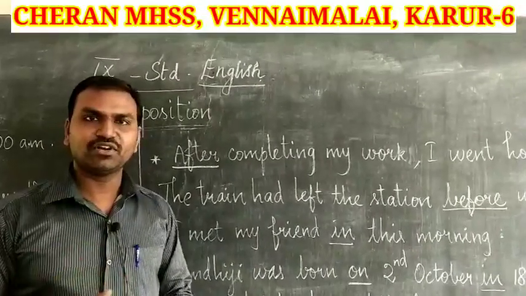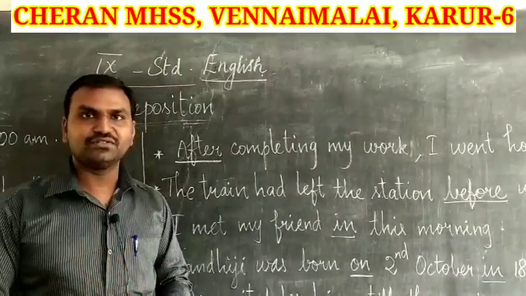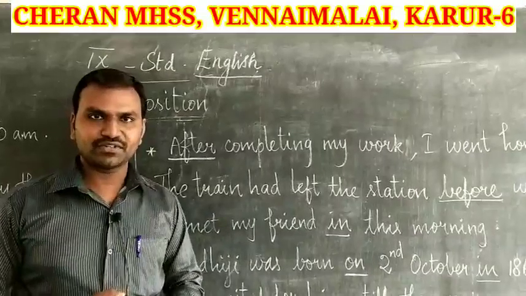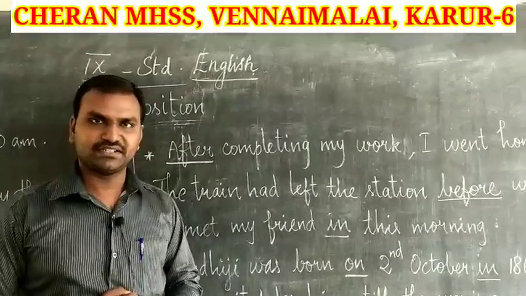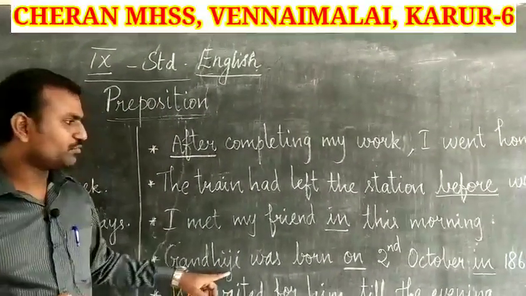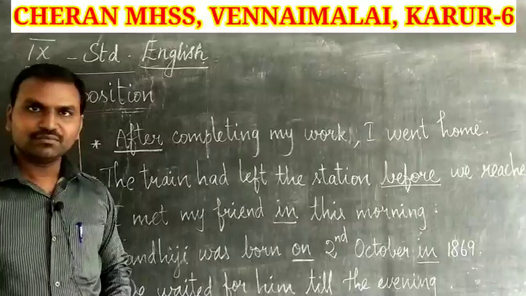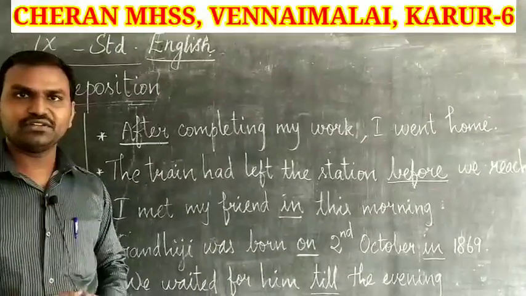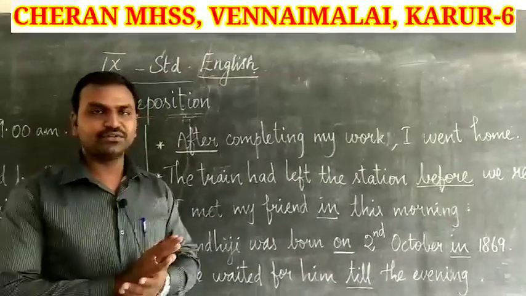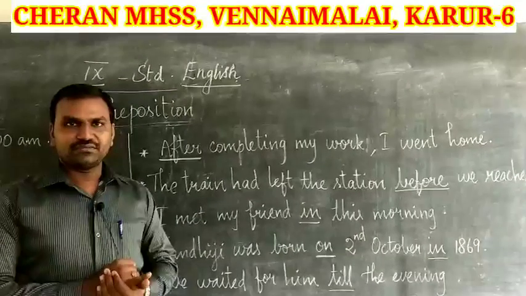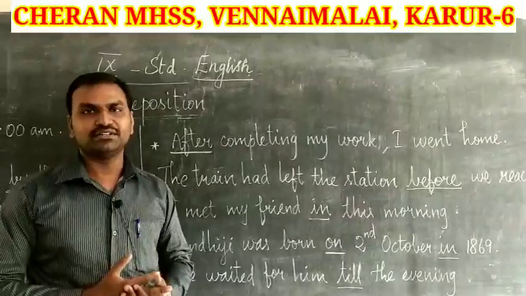For example, in the morning I went to school, or I met him in the morning, in the afternoon, in the evening. But when we talk about night, we have to use the preposition at, at night. I went to bed at night, like that. Next one, Gandhiji was born on 2nd October in 1869. As I said earlier, before a date or before a day, we have to use on. So before 2nd October, we used on. Before seasons, we have to use in. For example, in summer, in winter, in spring, in autumn. I went to Goa in summer, like that.